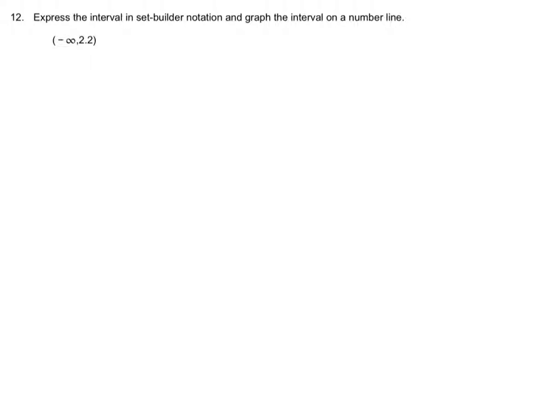Express the interval in set builder notation and graph the interval on a number line. Here we have -∞ to 2.2. And remember, the smaller number is always on the left, the larger is always on the right. Now, since I have an infinity sign and a number, that tells me that x is greater than or less than that 2.2. So the x isn't going to be in the middle of two numbers like we saw in the previous question because that infinity is there.